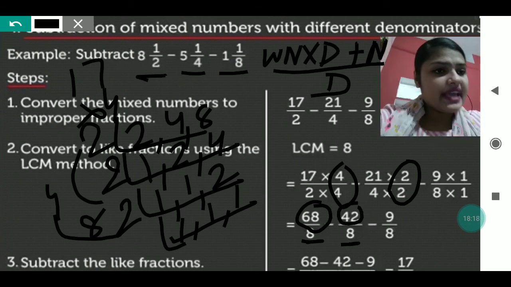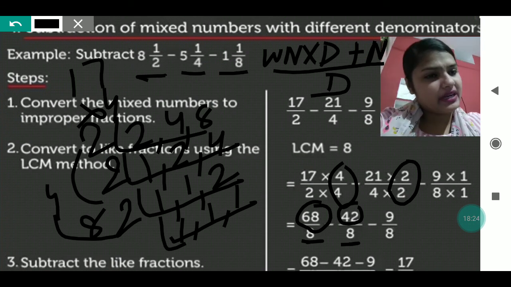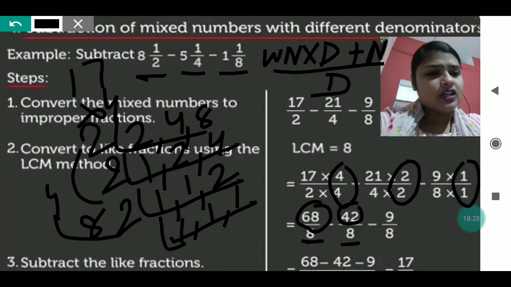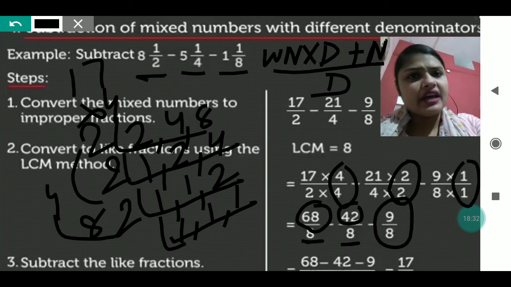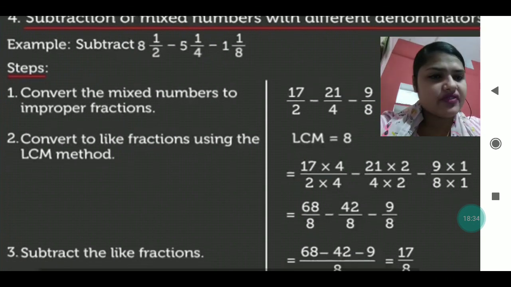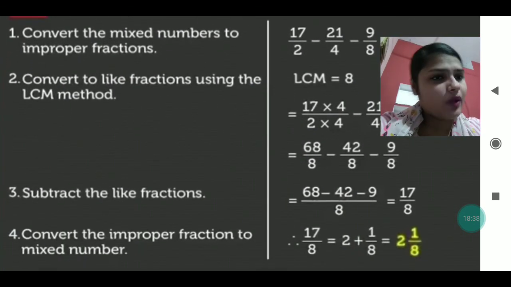Now the last one. 8 into what will give the denominator as 8? So 8 into 1 I will do, and I will get the denominator as 8. So 9 also into 1 we will do. 8 ones are 8 and 9 ones are 9. So this much we have done. We have calculated the LCM and made equivalent fractions.